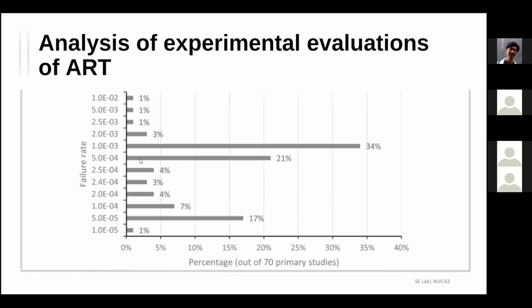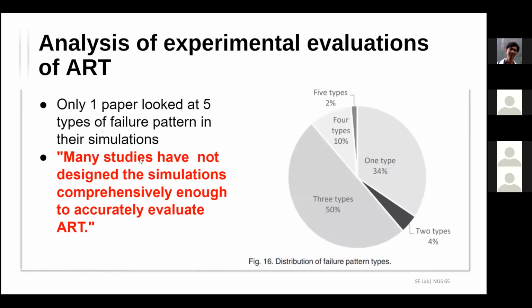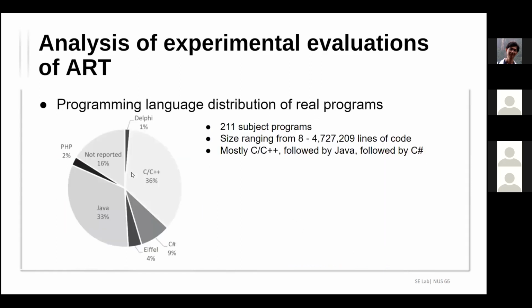We skip this discussion. Finally, the authors mention that only one paper looked at 5 types of failure patterns in the simulation. The rest only focused on a few failure patterns. This means the authors conclude that many studies have not designed the simulations comprehensively enough to accurately evaluate ART. So this is one of the findings about papers in the field.